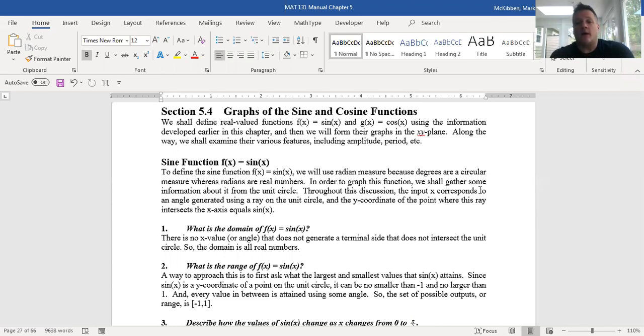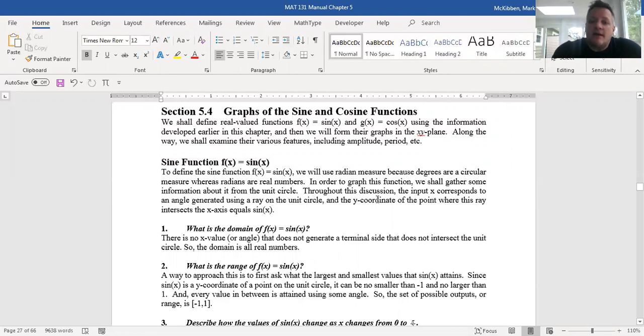As I have been mentioning throughout, we have to use radian measure because degrees are a circular measure and you want to be able to graph a function on the real line. And so we have to use the radian versions to do that. All right, so let's first consider the sine function, f of x equals sine of x.